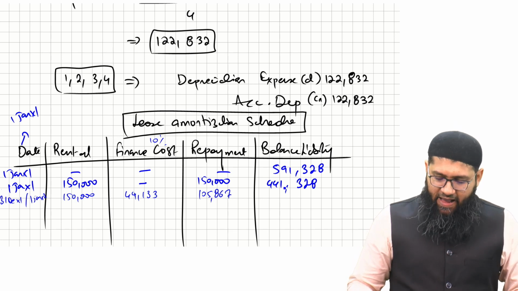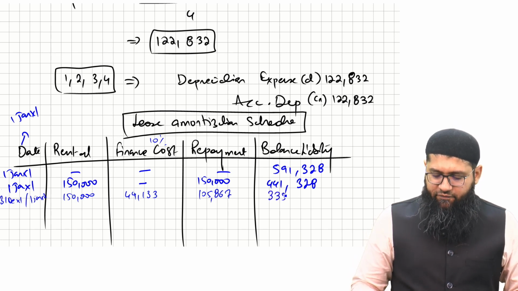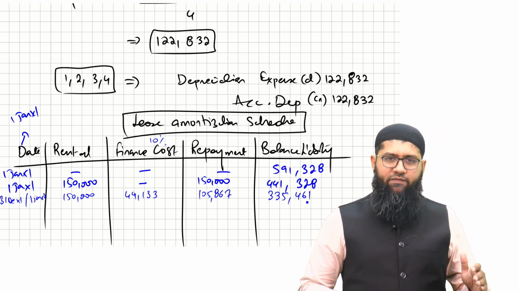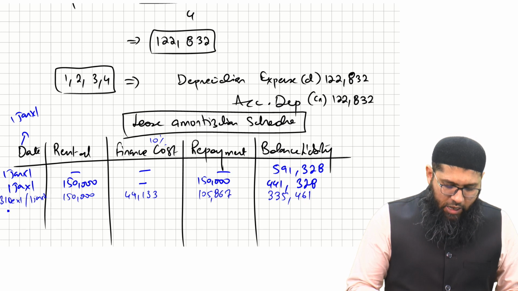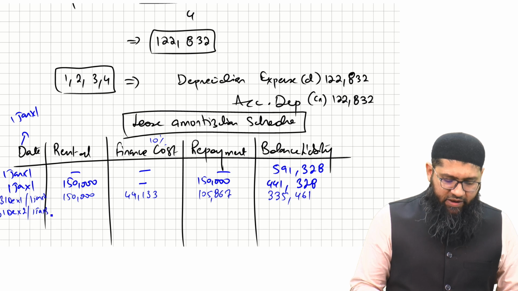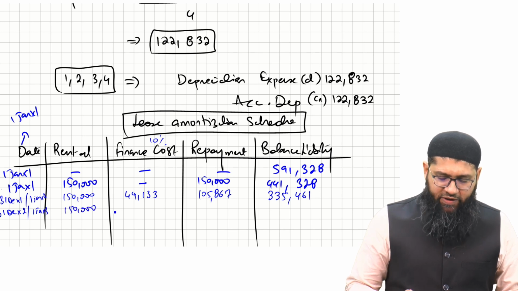Minus 441,328. This actually gives you 335,461. What does it give you? It gives you 335,461. Now then, 31st December X2 or 1st January X3, the same thing is going to happen, 150,000.